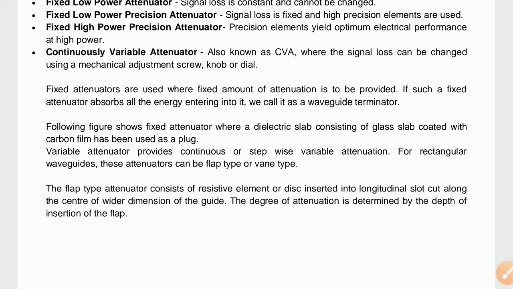So a variable attenuator provides continuous or stepwise attenuation. Okay, so it provides continuous, or we can say stepwise, variable attenuation. For rectangular waveguides, these attenuators can be flap type or vane type. I have given here the flap type attenuator. We can study this flap type attenuator, which is a very simple one.